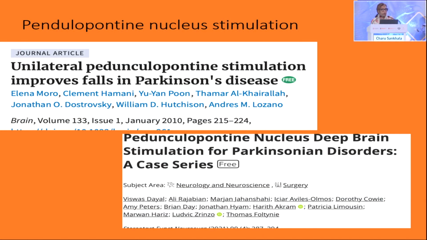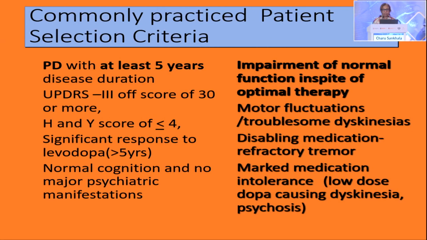Then we have an additional nucleus in Parkinson's, which is now making the rounds, particularly in advanced PD, that is PPN nucleus stimulation. So I have two controversial papers. The first one was by Lozano and Elena Moro's group, which showed that unilateral PPN stimulation improves falls in Parkinson's disease. When they did this study, they did not improve UPDRS3. The only factors that improved in UPDRS3 with this PPN stimulation were freezing and the falls. But a subsequent study by Tom Foltynie and Patricia Limousin's group showed that PPN did not improve the gait freezing as well as the falls. PPN is still in the questionable stage in advanced Parkinson's disease.